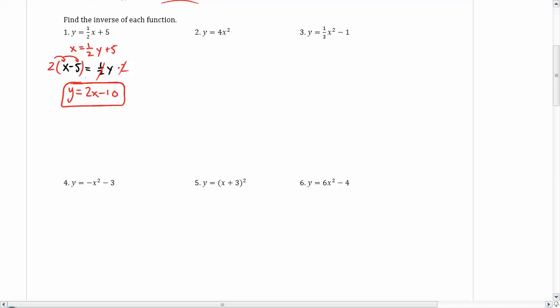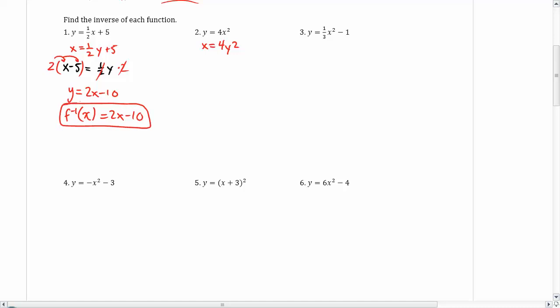Number 2, same idea. Switch x and y. So x equals 4y squared. So there's one thing that we missed on this last one. Rewrite it then using f inverse of x equals 2x minus 10. That's a little more precise.